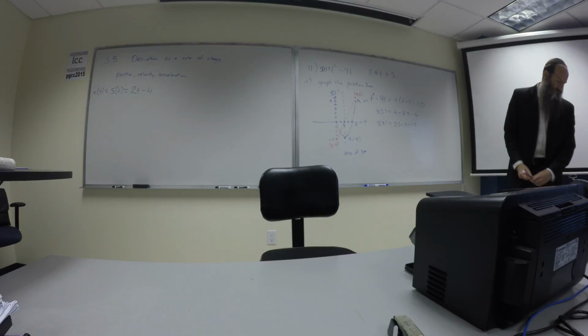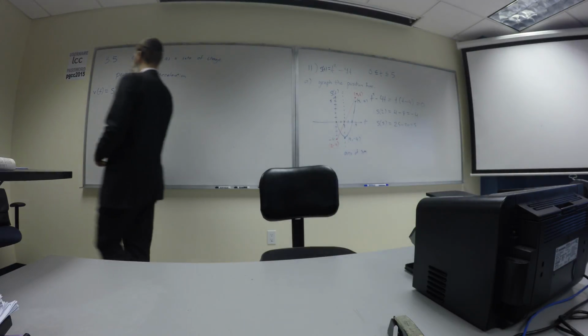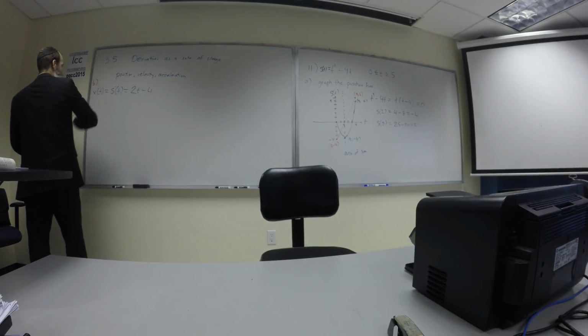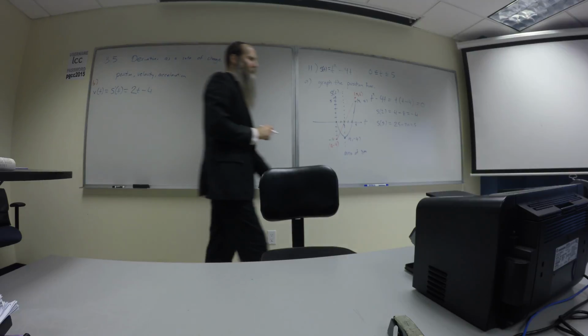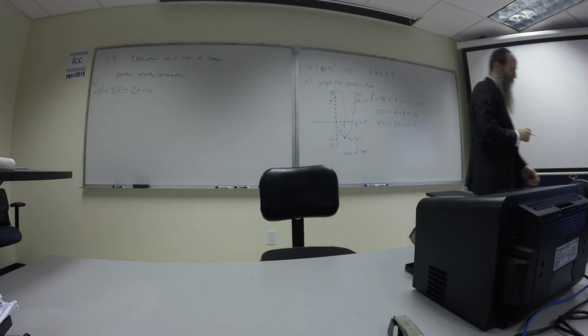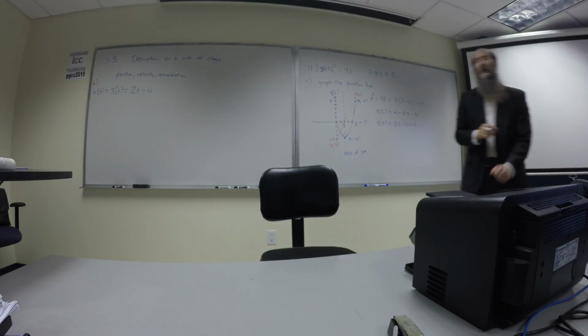All right, now we have 3 questions in part B. That was the first part of part B. Part B was find the velocity function and graph it. Now there are 3 accompanying questions. That is, when is the object stationary? When is the object moving to the right and moving to the left? Those are the 3 questions.